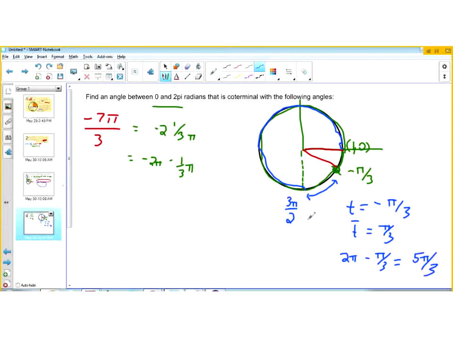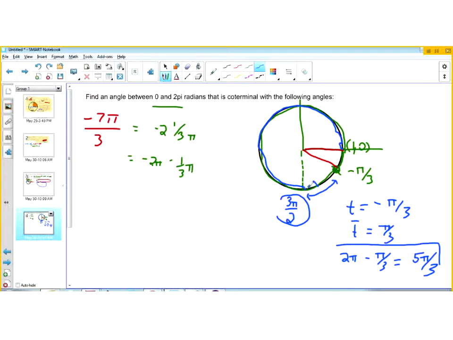Or we could add this residual distance to 3 pi over 2. If this is negative pi over 3, that would be a little more challenging to calculate. It would basically be 2 pi, yeah, basically this formula again.